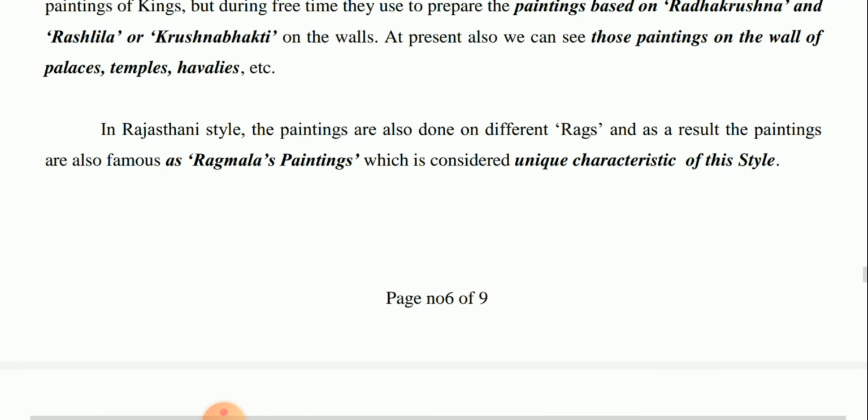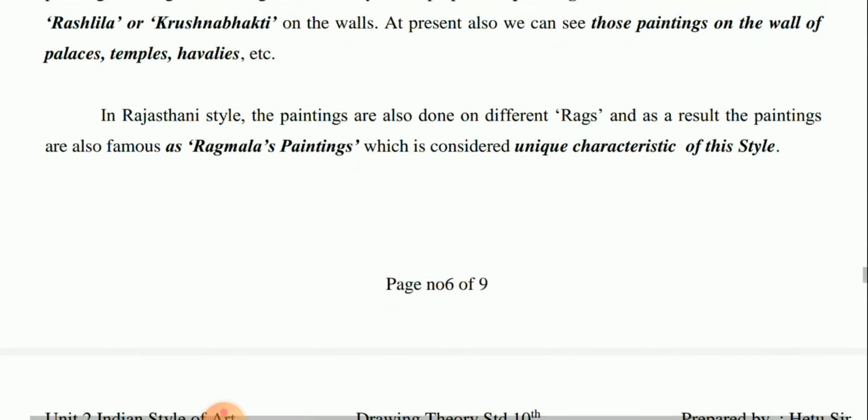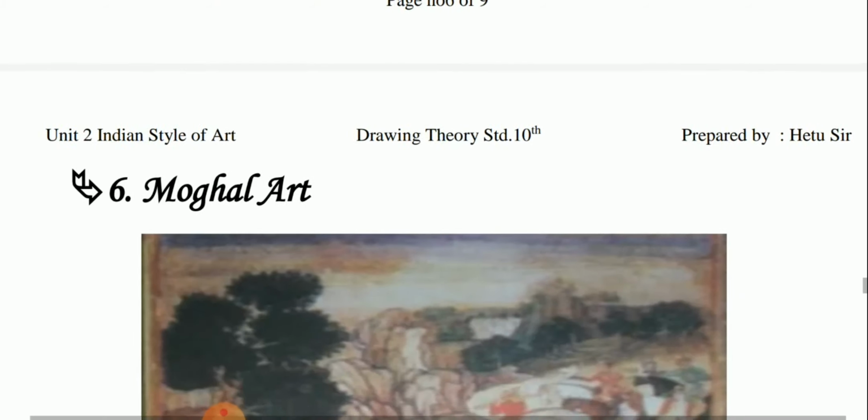In Rajasthani style, the paintings are also done on different rag. Okay, what is rag? All those who are familiar with music, they may be knowing that there are different rag, say Malhar rag, Bhairavi rag, right? Different rags are there. And as a result, the paintings are also known as, or also famous as, Ragmala paintings, which is considered to be the unique characteristics of this style. So here we complete this style.